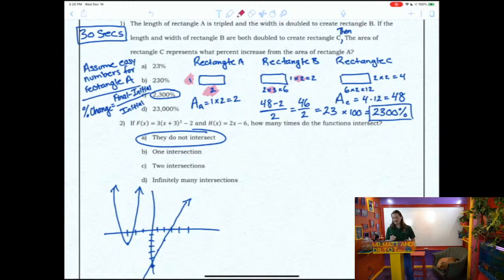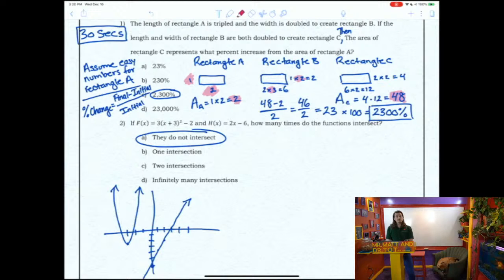Now if we find the area of each of these rectangles, remember that the area of a rectangle is equal to length times width. So for A, we're going to have 1 times 2, so a total area of 2. For rectangle C, we're going to have 4 times 12, so the total area would be equal to 48.